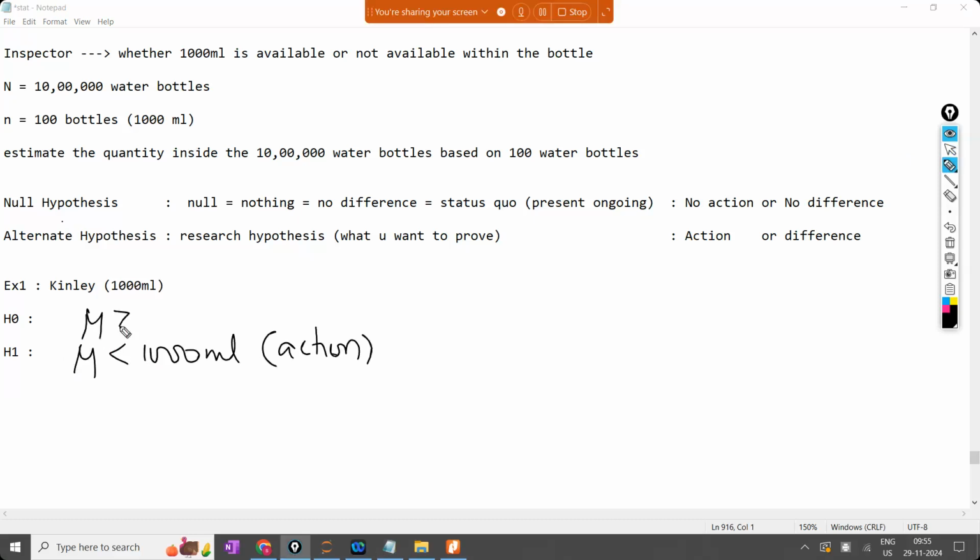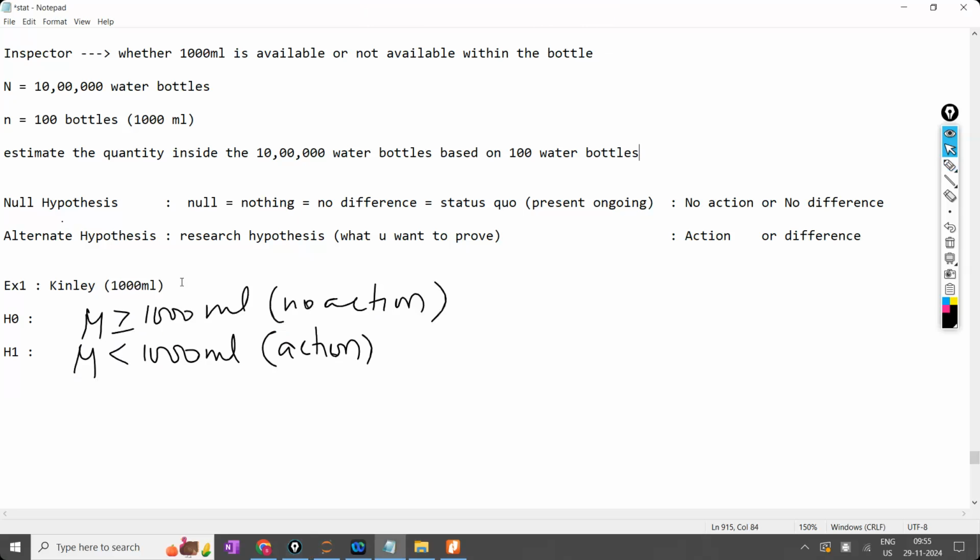If mu is greater than or equal to 1000 ml, you are not going to take any action. When you are the inspector, if this hypothesis testing was done by the inspector, which inspector? Quality inspector, not police inspector. Whoever the inspector is, who is going to inspect, for him this is the null and alternate hypothesis.